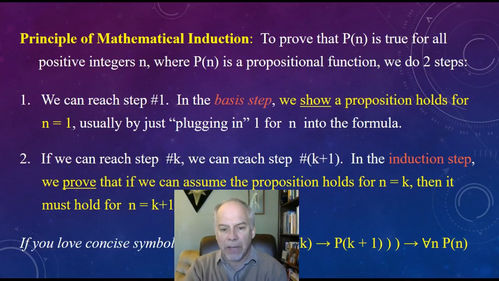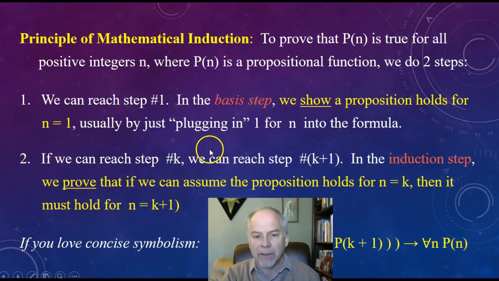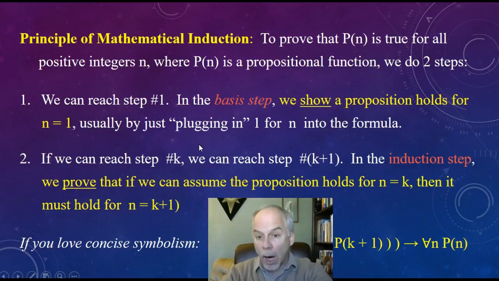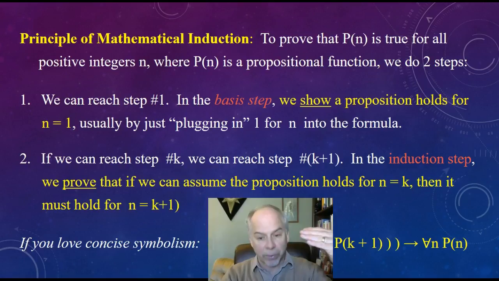So we do 2 steps. We do 2 steps in this mathematical induction method. First, we show that we could reach step number 1. Okay, now this is called the basis step. And we show a proposition holds for n equals 1, usually by just plugging in 1 for n into the formula. So this step is pretty easy. We just plug in our initial value and make sure the formula works.